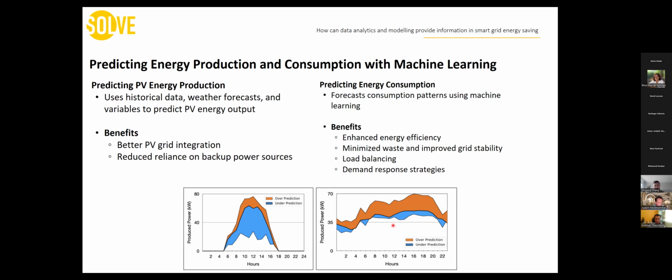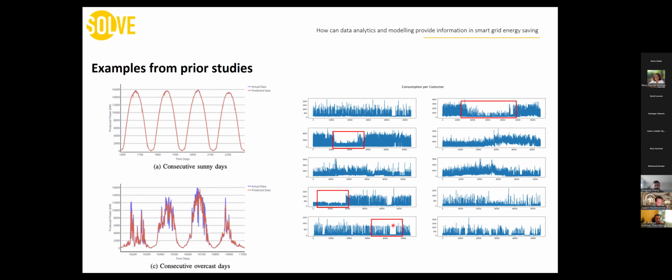I think I have to be a little faster here. Some other examples from prior studies is, as I said, power production from PVs. Here is a sunny day where you see the power prediction is quite good. And here is a heavily overcast day, I would say, where the blue are the actual values and the predicted are the red ones, where one can see a good match.